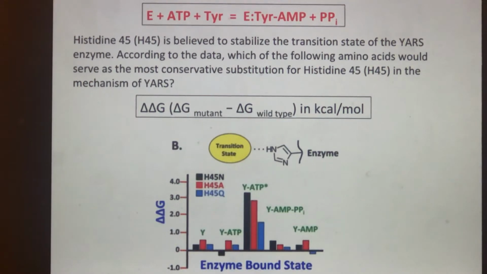So let's read the question. Histidine 45 is believed to stabilize the transition state of the YARS enzyme. According to the data, which of the following amino acids would serve as the most conservative substitution for histidine 45 in the mechanism of YARS?